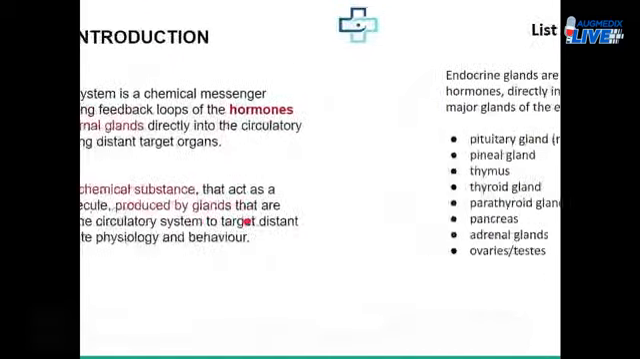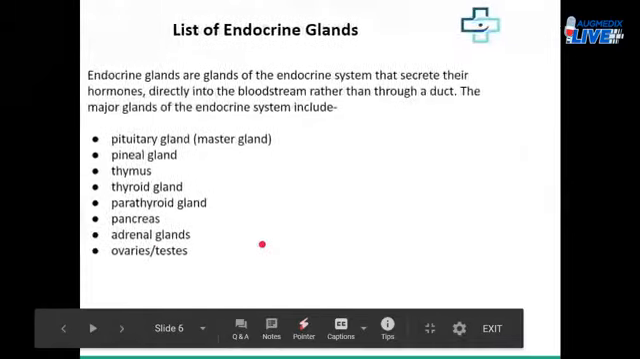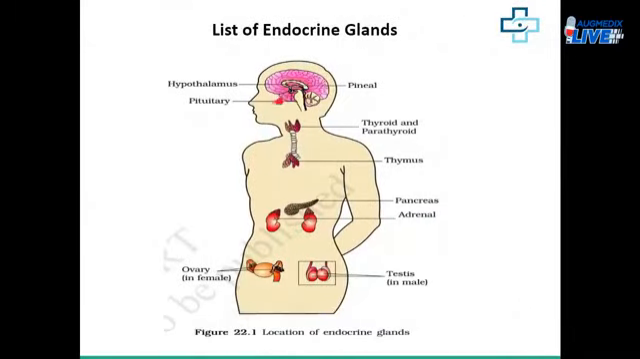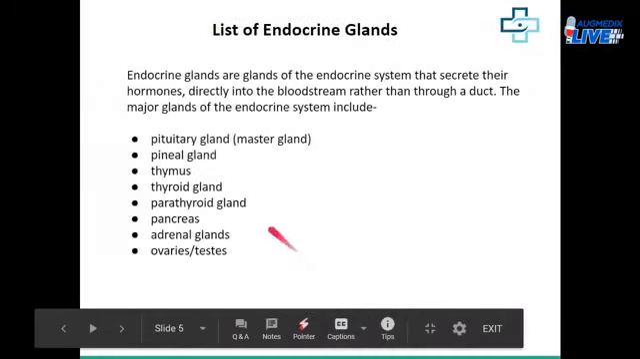So let's have a recap of what we did today. The first thing we did was the introduction, the definition of the endocrine system and what a hormone is. The second thing, we saw the image where the location of each endocrine gland was visualized. And thirdly, we went through the list of the hormones and some of their functions.